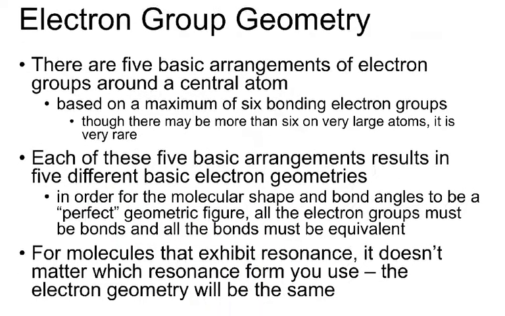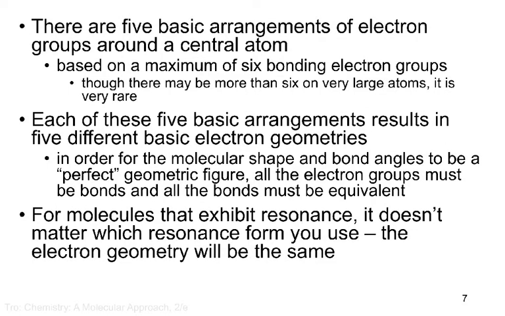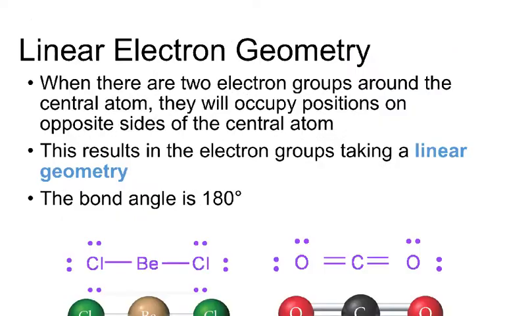We have 5 basic geometries that we will talk through based on electron groups around a central atom. We can have 2, 3, 4, 5, or 6 things bound to a central atom. And each of these arrangements is going to have a word associated with it for the basic electron geometry. And it's important to note here that for molecules that exhibit resonance, it doesn't matter which form you use because the electron geometry is going to end up being the same.